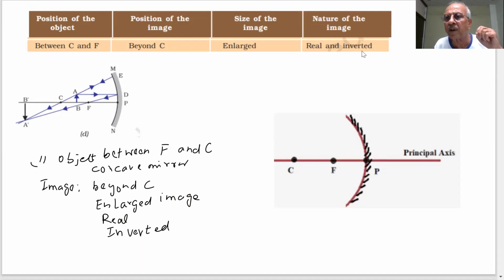This is a question in the paper. Human eye, your eye has a lens, yes or no? Which lens is there in the eyes? Convex lens. And it is forming an image on the screen, which is the retina. What type of image is that? Real and inverted. But are you seeing me inverted or erect? Sir, erect.